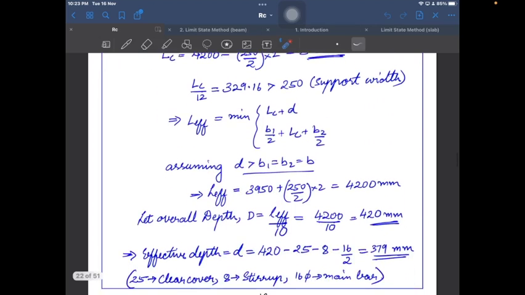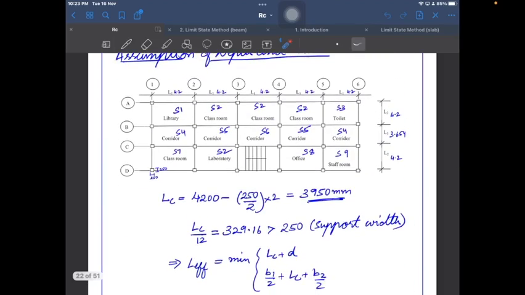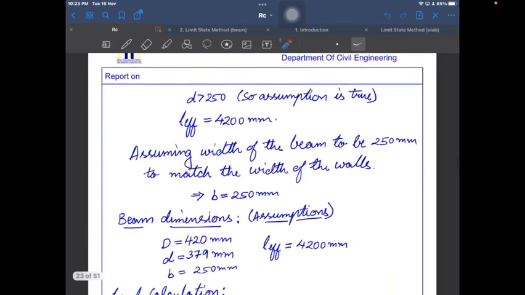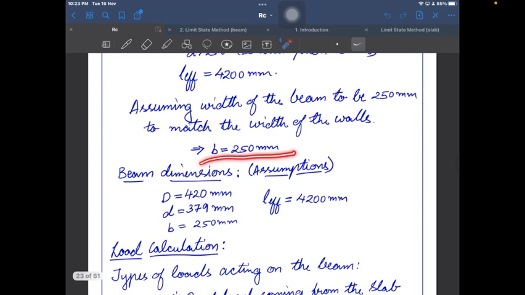I hope things are clear here. So L effective calculation is done, and we assume width of the beam to be 250, so we have B is 250.